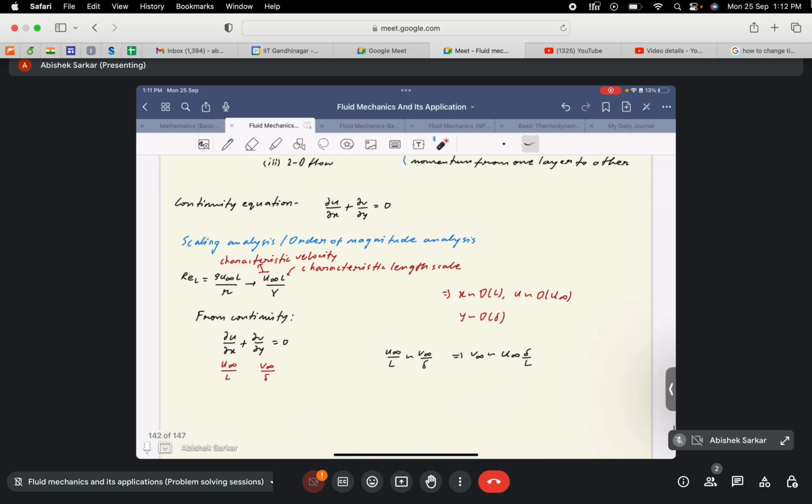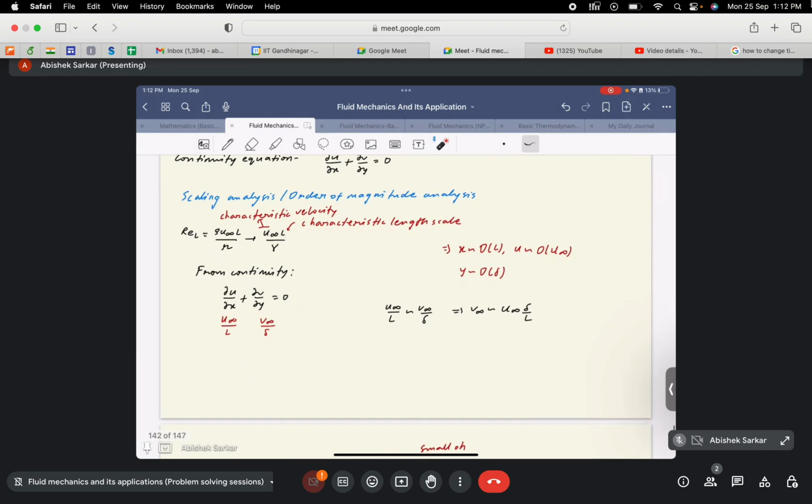So the Reynolds number here can be defined as rho u infinity L by mu. So u infinity would be the characteristic velocity and L is the characteristic length scale, which is basically the length of the plate. So the x coordinate would scale as the length of the plate. U would scale as the free stream velocity, and y, the length along the y direction, would scale as the boundary layer thickness.